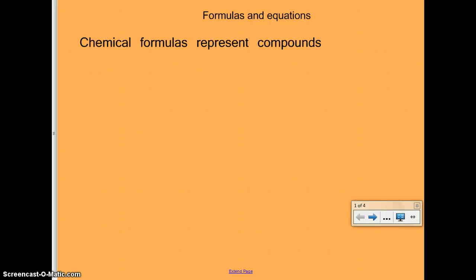This tutorial is to help you better understand formulas and equations. A chemical formula represents a compound. One very common example is H2O represents water. In this formula, there are several components.